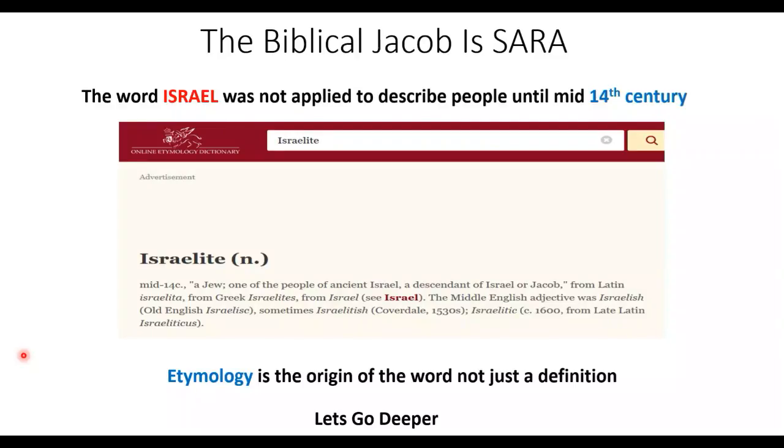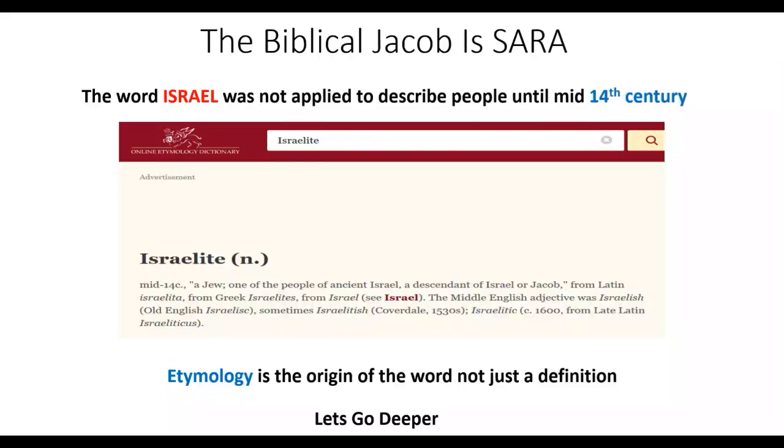So we'll go here and we'll look at Israel once again. The word Israel was not applied to describe people until the mid 14th century. So we're on the online Etymology dictionary, and we're looking at Israel. And it's mid 14th century. If you can see that right there, it says a Jew, one of the people of ancient Israel, a descendant of Israel or Jacob, from Latin Israelita, from Greek Israelite, from Israel. The Middle English adjective was Israelish, or Old English Israelic, sometimes Israelitish, Coverdale 1530. So basically, as you start to see, there's even Israelite, of the 1600s. Israel doesn't seem to be used any further back than the 14th century.